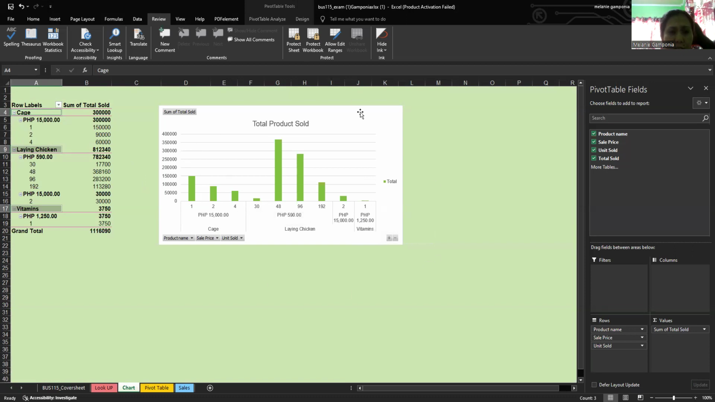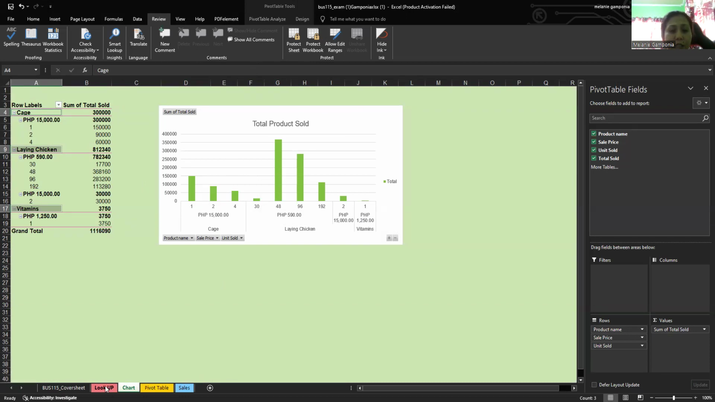The business sometimes sold by set, which includes laying chickens, cages, and vitamins together. But for the other months, May and June, I do not yet have the report.